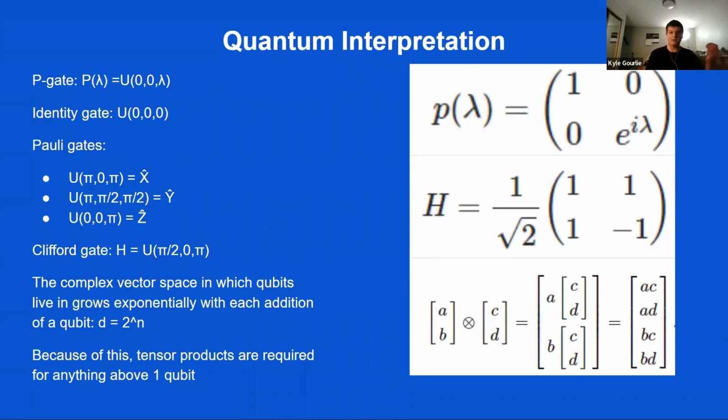Now, because of this, whenever you go above 1 qubit, tensor products are involved to deal with any type of calculations. I don't have any math background on tensor products, but what's important to note is that even with the picture to the right and the bottom, the AC, AD, BC, and BD, we can still represent those as eigenstates, where AC is the eigenstate in which both A and C would represent a 0, 0 eigenstate.